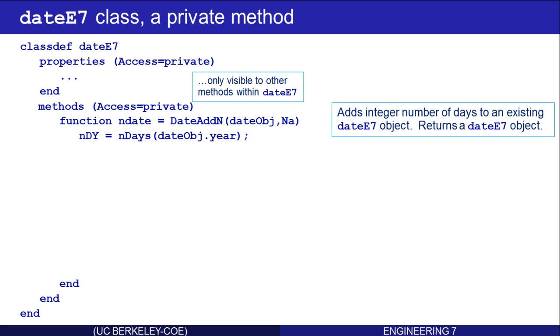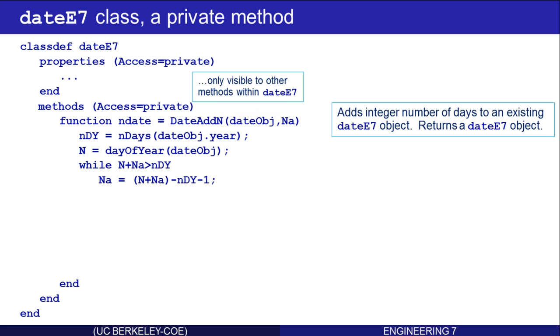The code begins by computing the number of days in the year associated with dateObj, as well as the day of the year of dateObj. Then there's a while loop. The condition of this while loop is true if the number of days to add, nA, added to the day of the year n, exceeds the number of days in the year. In other words, if the output argument nDate will have a year value greater than the year value of dateObj.